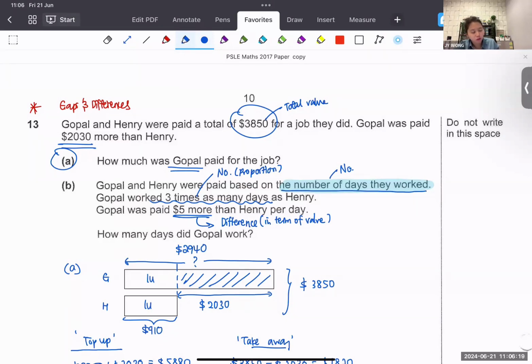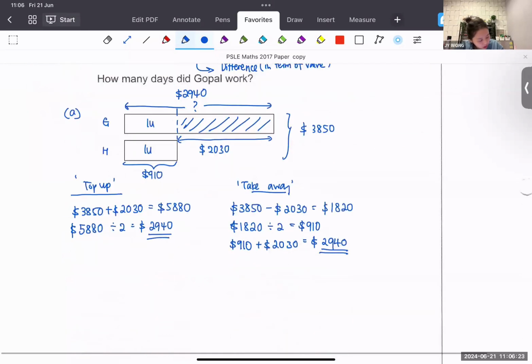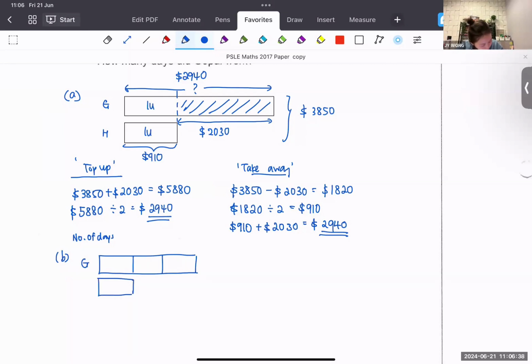Okay, so now I'm going to move on from here. So part B, I will draw another model. I will write down number of days so that I don't get confused. The previous model was drawn based on the value. So number of days, Gopal will be 3 times. So 3 units. And Henry will be 1 unit.